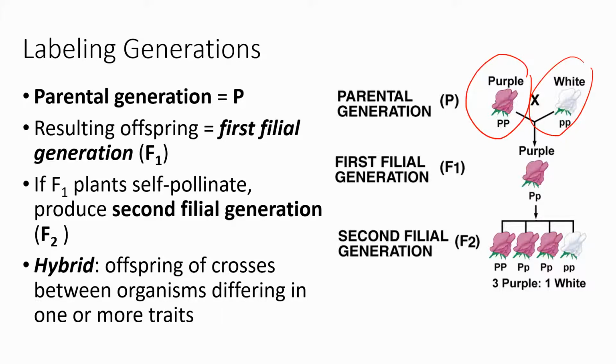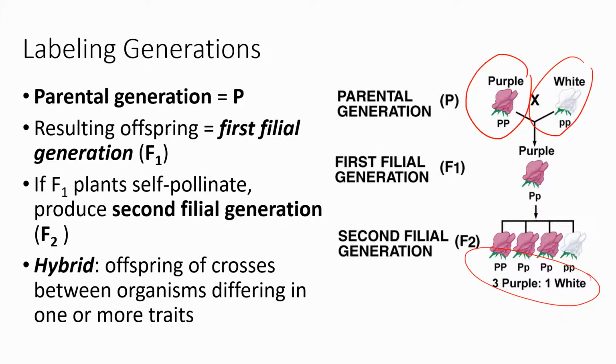Then what he would usually do is he would take those F1 plants from the first filial generation, mate them with each other, and he would produce a second filial generation. And that's where we get that kind of famous 3-to-1 ratio for dominant versus recessive phenotype.